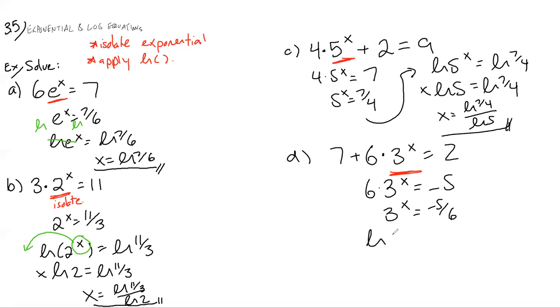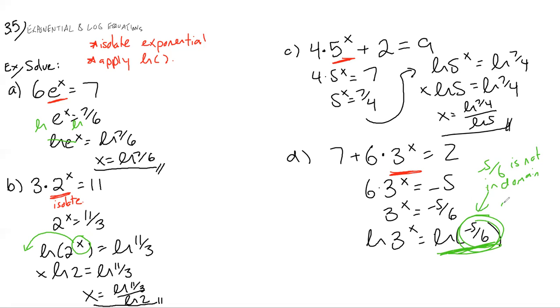If I try to do a ln, I'll get something like this. If at some point you try plugging anything into a calculator here, you should hopefully be realizing that this does not exist. You cannot take a ln of a negative. So -5/6 is not in the domain of the ln. Remember, it has to be positive numbers. So this x does not exist.